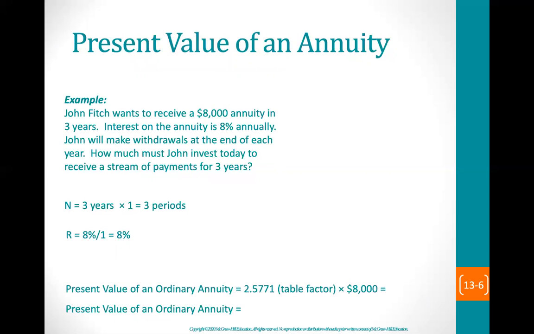Our table factor, when we look at that intersection in Table 13.2, is 2.5771. 2.5771 times the $8,000 that we want to withdraw each year for 3 years totals $20,616.80. So if John wants to withdraw $8,000 at the end of each period for 3 years, he needs to deposit $20,616.80 in the bank today.